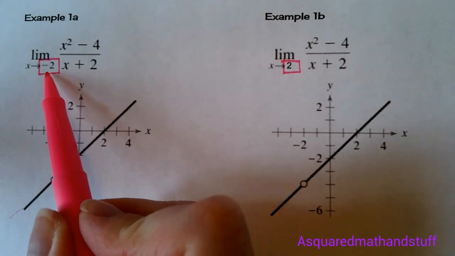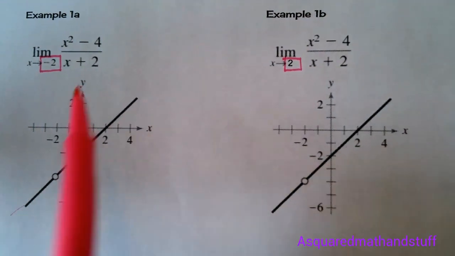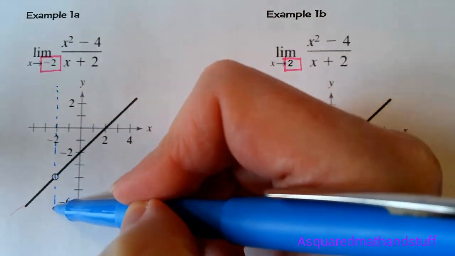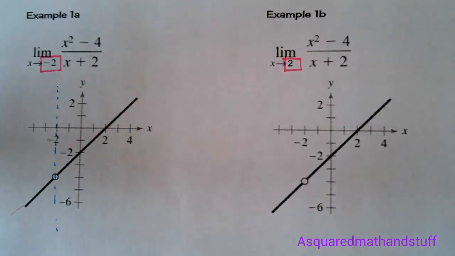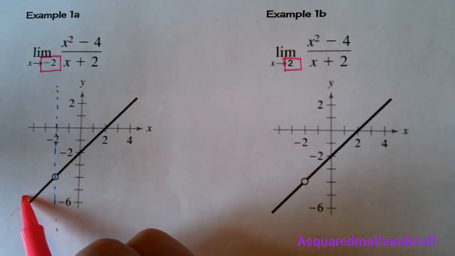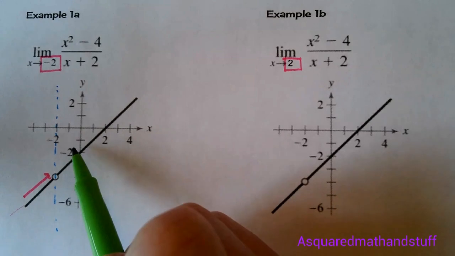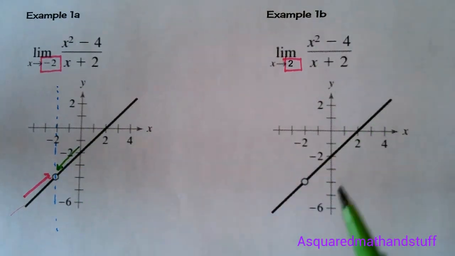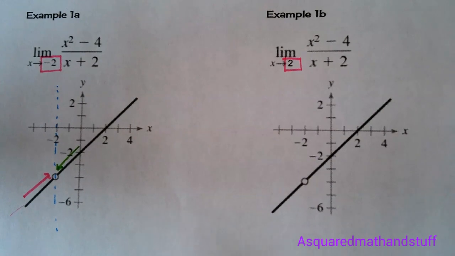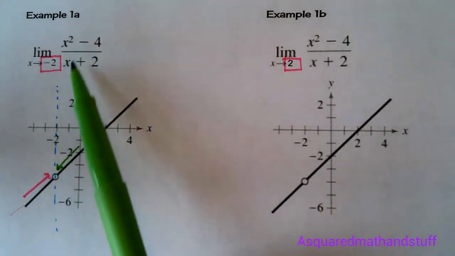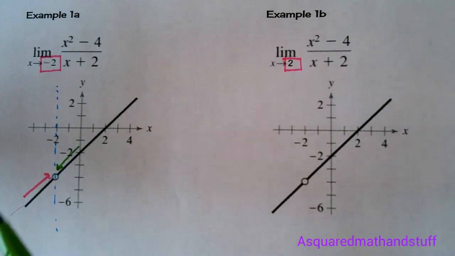But for this one, we are approaching -2 from the left-hand side and from the right-hand side. So -2 is our x value that we're looking at. So let me draw a dotted line there. And what we need to do is come in from the left-hand side and the right-hand side and see if there's a common y value that we get closer to. So even though there's a hole here, which means we don't have a value at -2 because we'll end up with a 0 in the denominator, we do have a hole because it's a rational function and that would cancel out. So even though there's a hole, there can still be a limit.